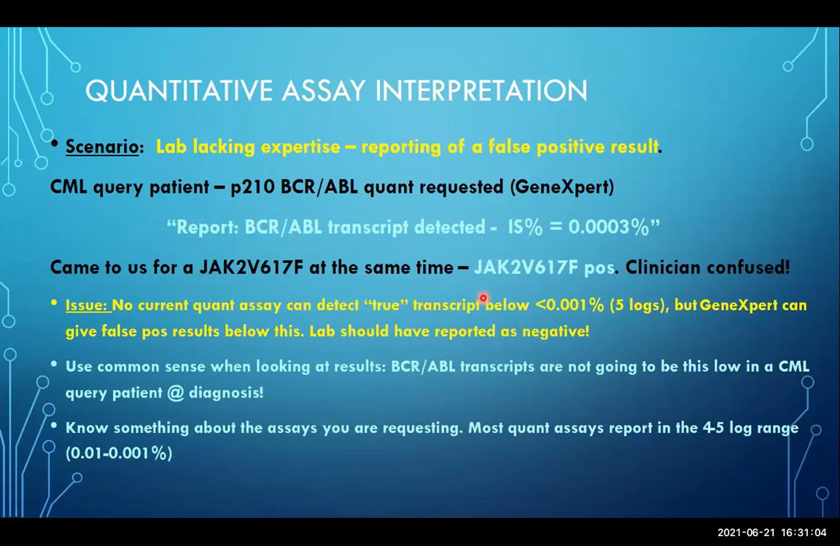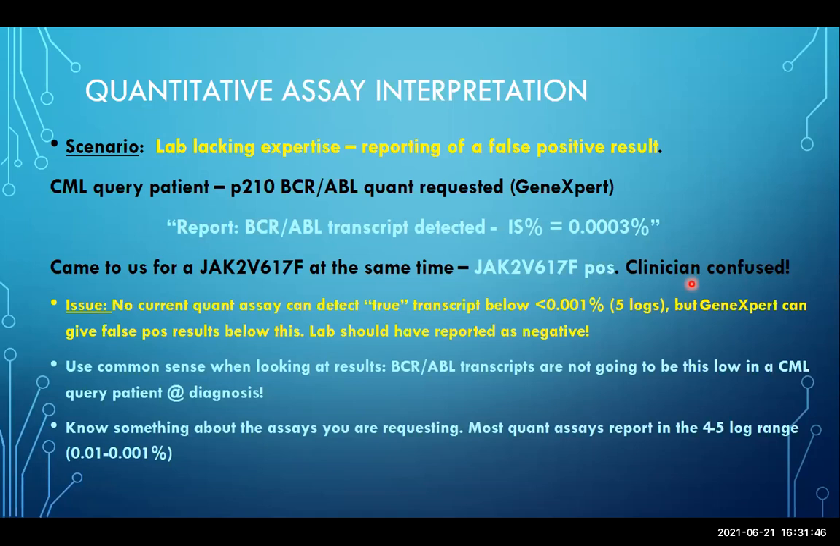The other thing was that this particular lab, unfortunately, was lacking some expertise and got caught up in the false advertising of the machinery and the kits, and this was with the GeneXpert. So this was a CML query patient, and a P210 quant was requested. And the report came back saying that it had been detected and the IS percentage was 0.003%. A couple of issues with that, but before I get to that, they then came to us at the same time for a JAK mutation, and it was positive. And obviously the clinician was confused. I would be.